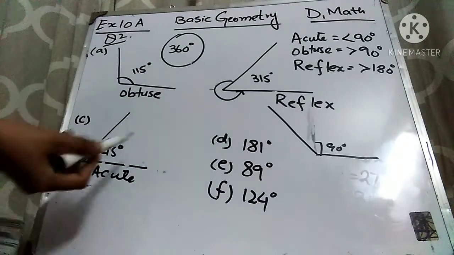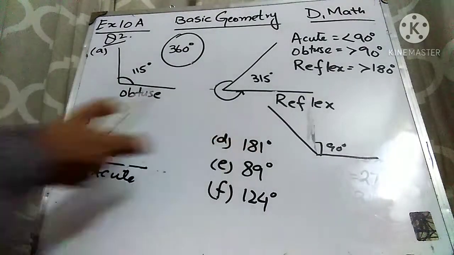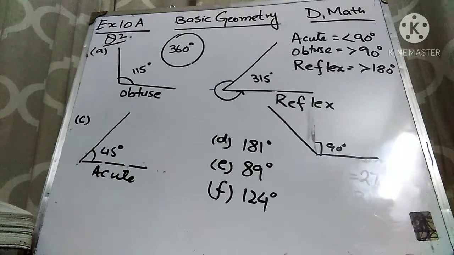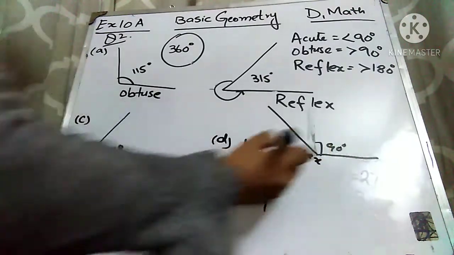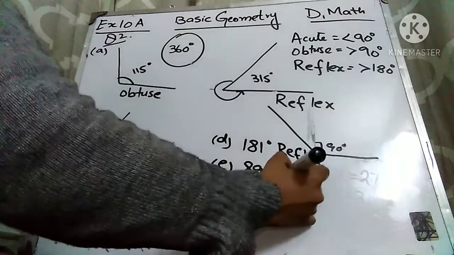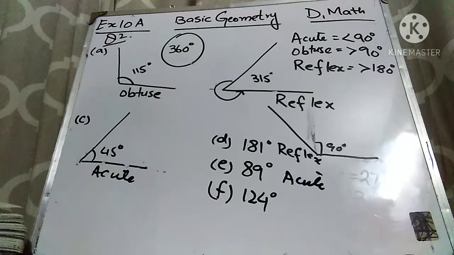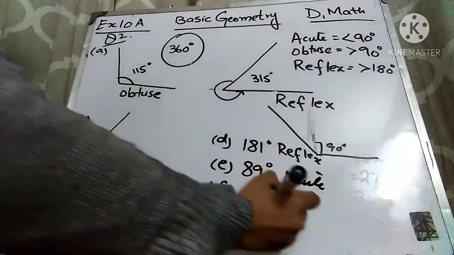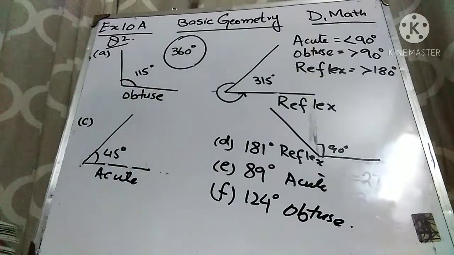Without measuring the angle, you can find out whether it's acute, obtuse or reflex. Just the direction will tell you that. Alright, now 181 is greater than 180 degrees, so it means that it's reflex. 89 degrees is less than 90 degrees, so it means that it's acute. 124 degrees is greater than 90 degrees, so this is an obtuse angle. Okay, so I hope that question number 2 is clear to you.